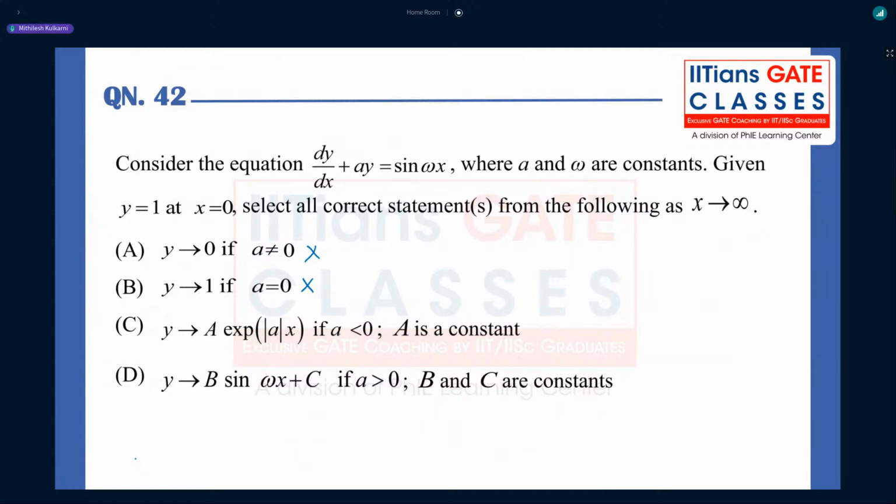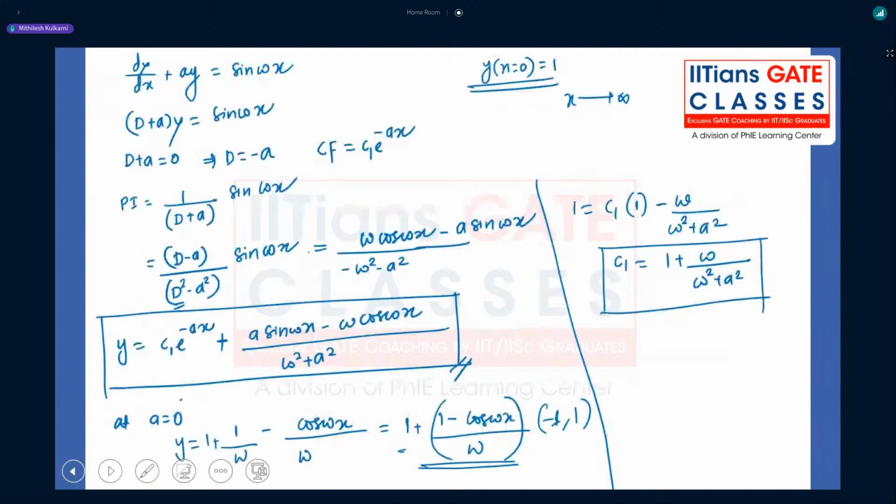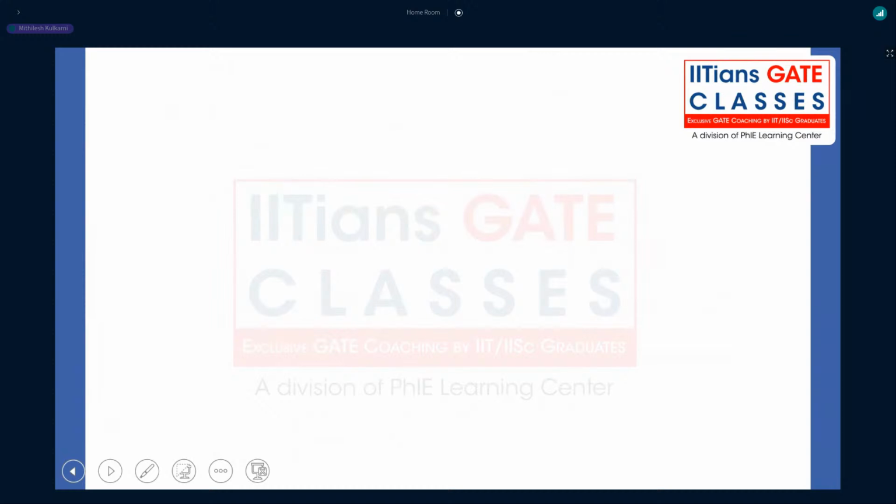Now coming towards the third and fourth options, that is A is less than 0 and A is greater than 0. So let's try to solve it. Let's say A is greater than 0. Let me write the solution again. The y is equal to C1 e to the power minus ax plus a sine of omega x minus omega cos of omega x divided by omega square plus a square.